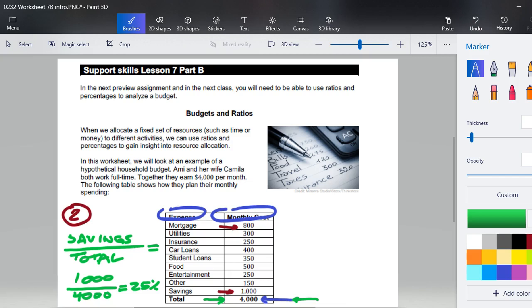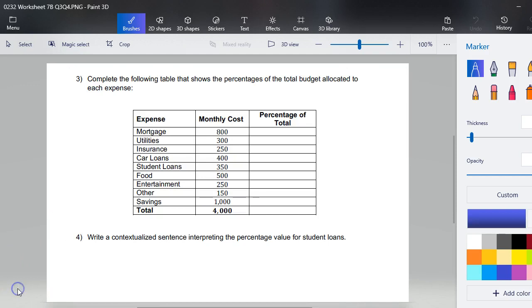the budget. Question 3 says, complete the following table that shows the percentages of the total budget allocated for each expense. I forgot to say, hit pause and start completing these questions before listening to the video. So now is a good time to hit pause, complete question 3, and probably question 4, and then come back and join me for the video.